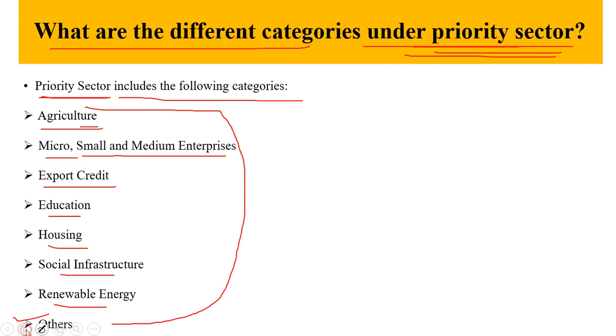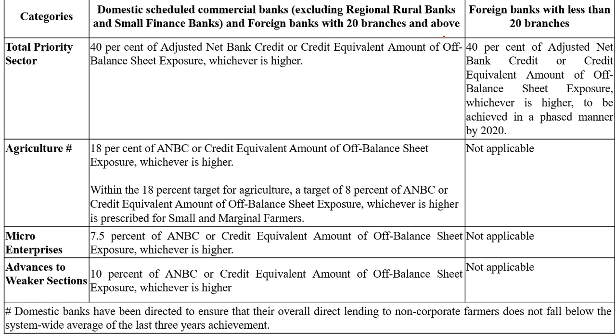Next is the chart. This chart is given by the Reserve Bank of India, and there are some norms which the banks have to follow while giving loans to these priority sectors. First is domestic scheduled commercial banks, meaning private banks or government public sector banks. Banks not included in the priority sector, like regional rural banks and small scale banks, are excluded from this criteria. Domestic scheduled banks are included, whether private or public banks.